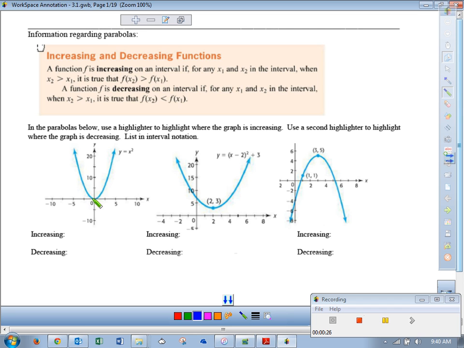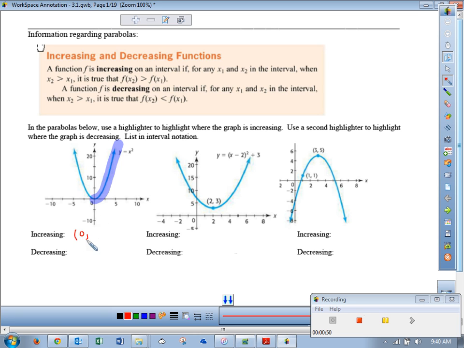Well, it's going down, down, down, down, down. Wouldn't it be going up right there? Correct? Yes? No? Maybe? Where does that start from? 0. Does 0 count? No. 0 doesn't count because it's not increasing or decreasing at 0. And then where does it end at? To infinity. Cool. That's where that graph is increasing.